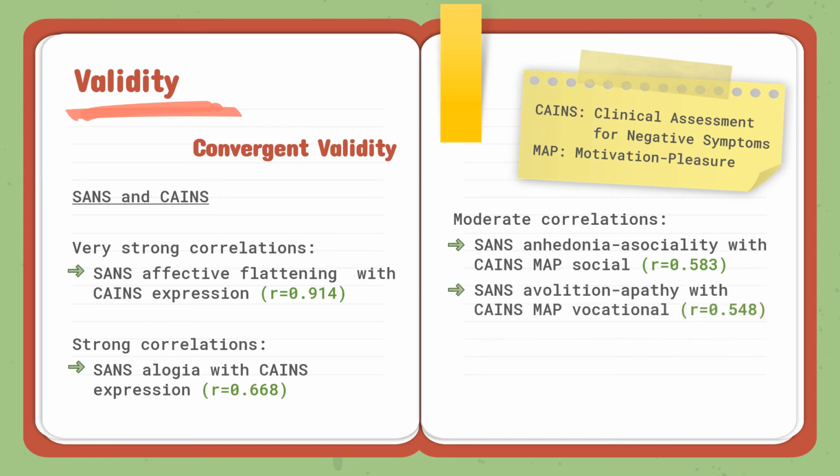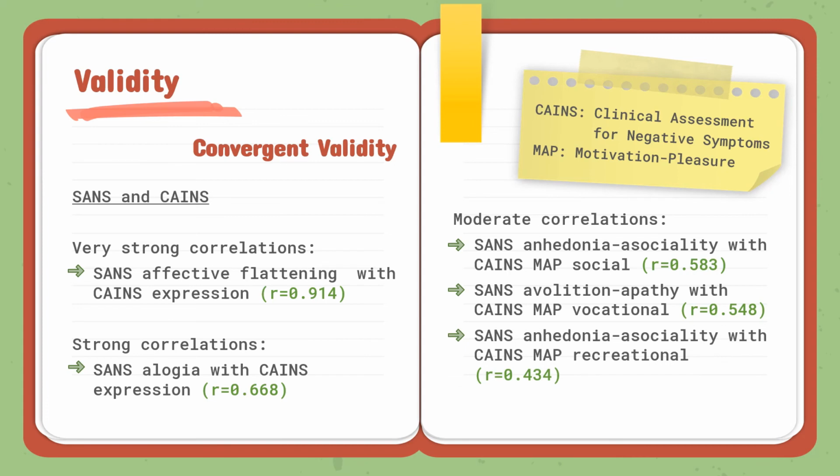SANS avolition apathy with CAINS motivation pleasure vocational, with R value 0.548, and SANS anhedonia asociality with CAINS motivation pleasure recreational, with R value 0.434.